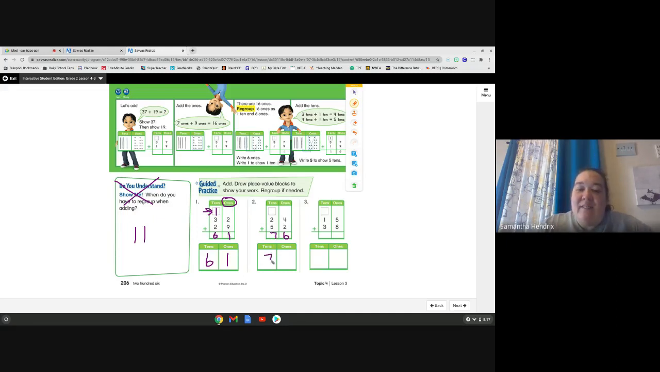So we have 7 10s and 6 1s. So our answer is 76. We didn't have to regroup on that one. Let's look at this one. 5 plus 8. 8, 9, 10, 11, 12, 13. Okay? So think about the number 13. We cannot write 2 digits in one place value chart.